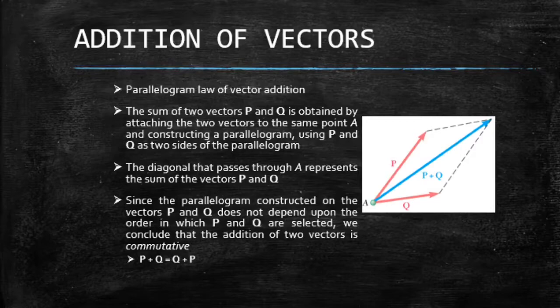So here you can see that the sum of the two vectors p and q is obtained by attaching the two vectors to the same point A and constructing a parallelogram using p and q as the two sides of the parallelogram. The diagonal that passes through A represents the sum of the vectors p and q. Since the parallelogram constructed on the vectors p and q does not depend upon the order in which p and q are selected, we conclude the addition of the two vectors is commutative. That means p plus q is equal to q plus p.